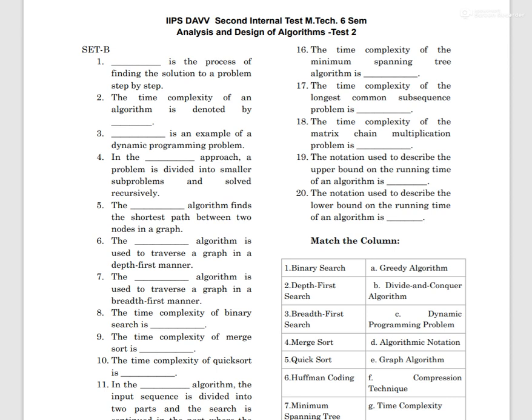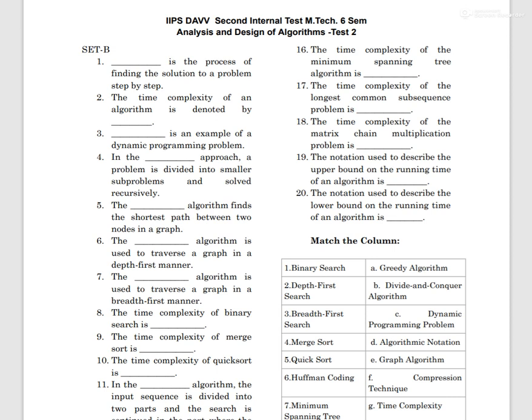Question number 4. In the dash approach, a problem is divided into smaller subproblems and solved recursively. By reading the description, we can easily suggest the name of the approach, that is divide and conquer approach. That is, we divide the whole problem into some smaller subproblems and then use recursion to solve the separate subproblems and then combine them into the final solution.